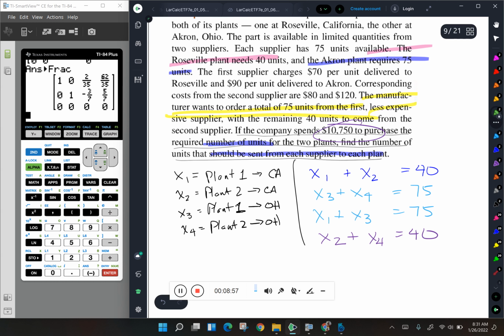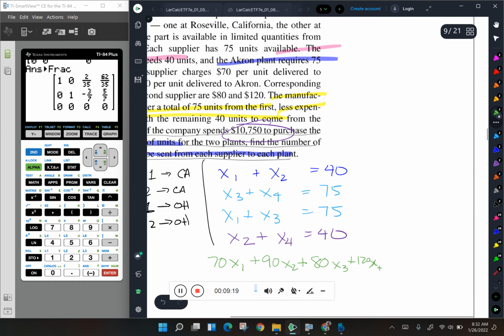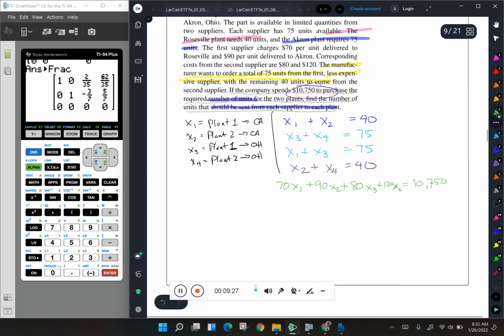So then 70x1, $70 to send to California from plant 1, plus 90x2 plus 80x3 plus 120x4 must add up to the 10,750 that they spent. Okay, I think I've got a system here.